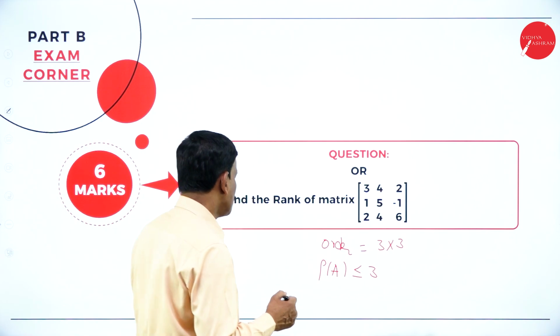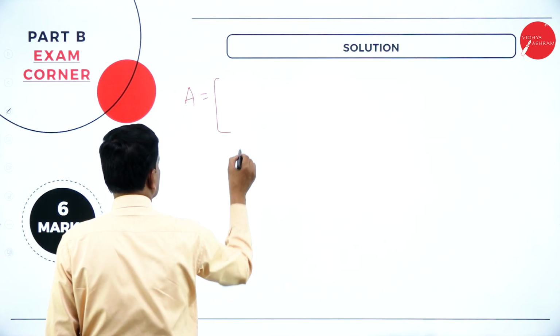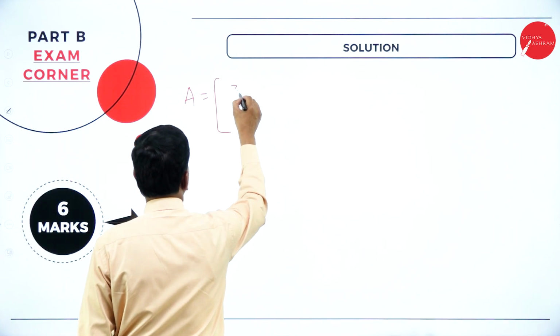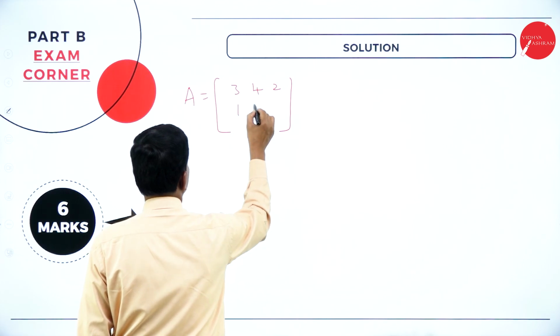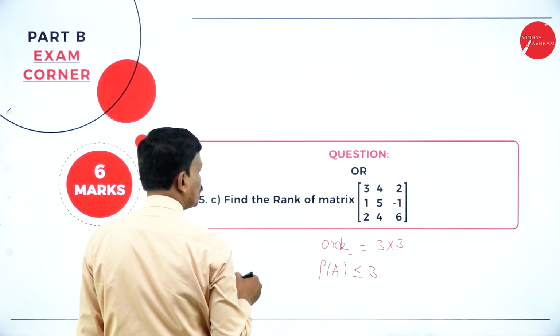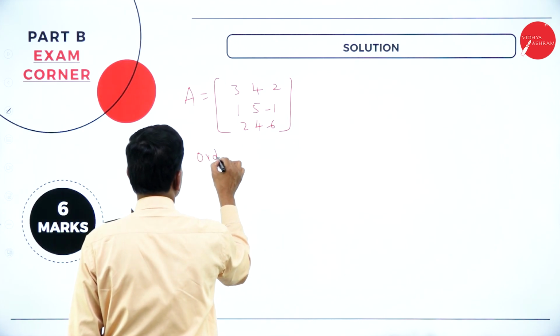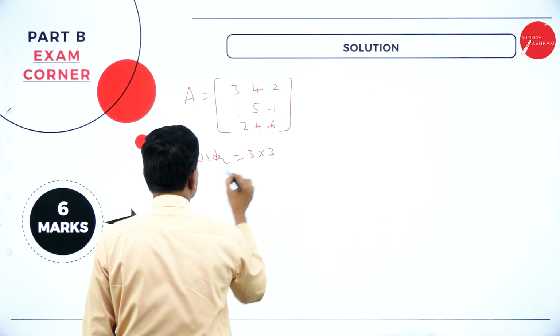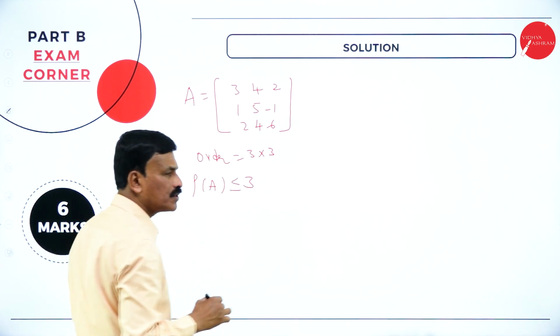Now let us represent this as A. Matrix A is equal to [3, 4, 2; 1, 5, -1; 2, 4, 6]. So, the order of this matrix is 3 cross 3. Therefore, the rank of this matrix is less than or equal to 3.